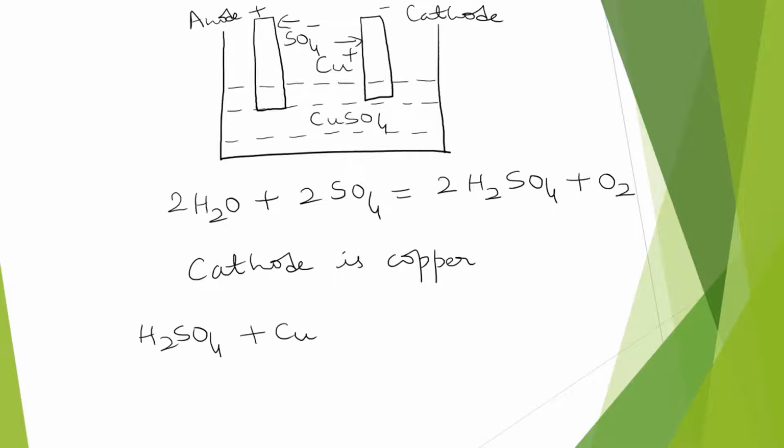So the sulfuric acid will react with the copper and produce copper sulfate and liberate hydrogen. So copper of the anode goes into solution and copper from copper sulfate is deposited on the cathode. So these chemical effects are made use of in electroplating, extraction of metals, refining of metals and manufacture of chemicals.